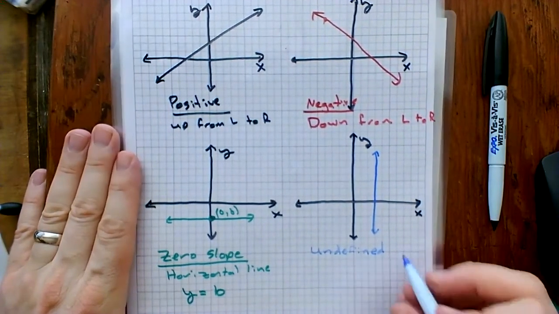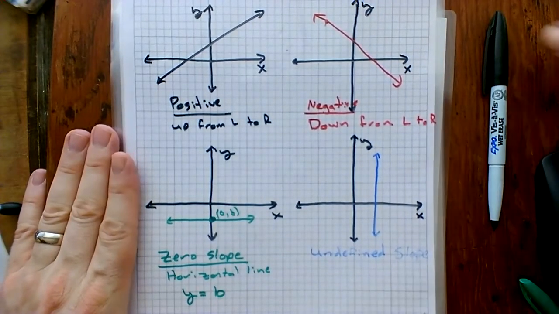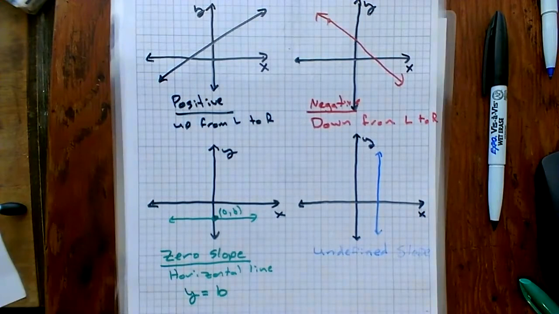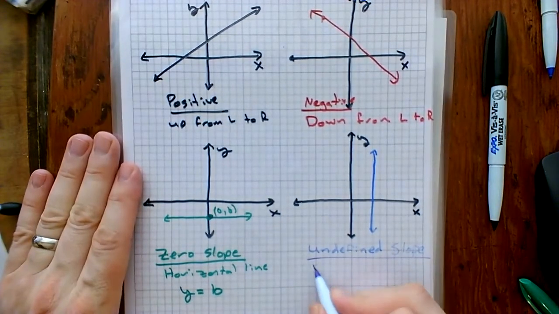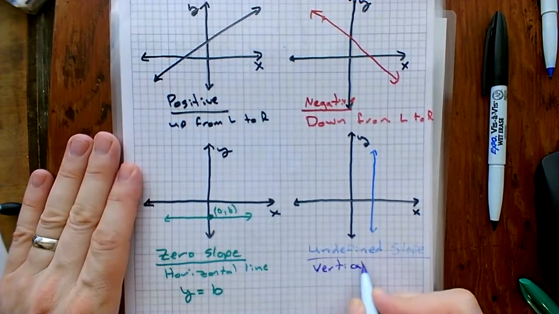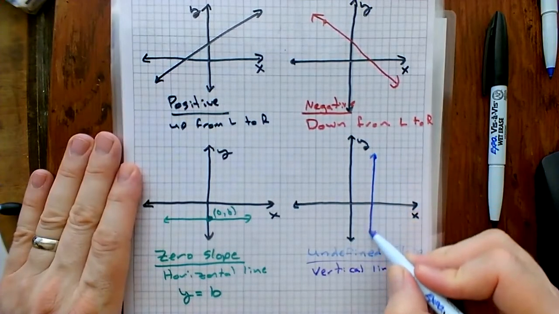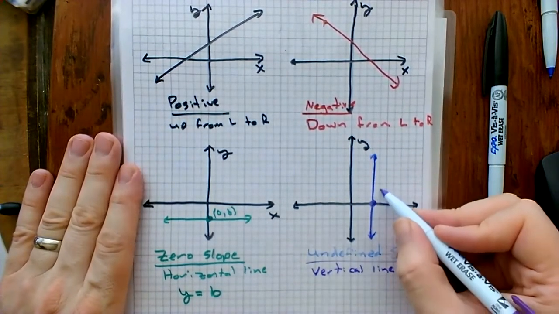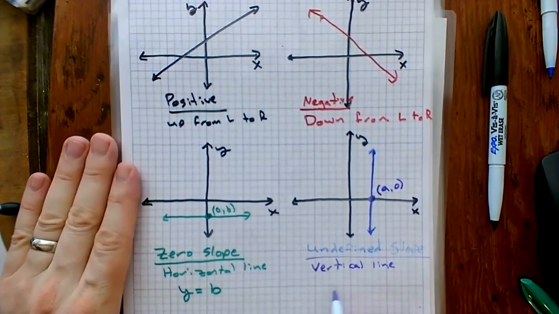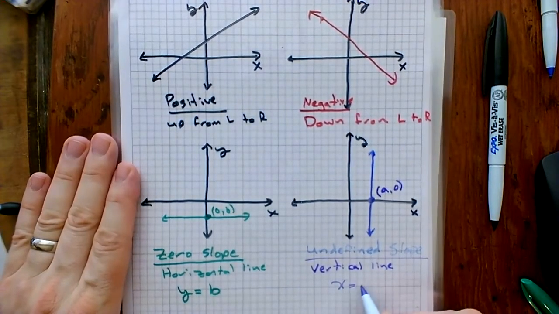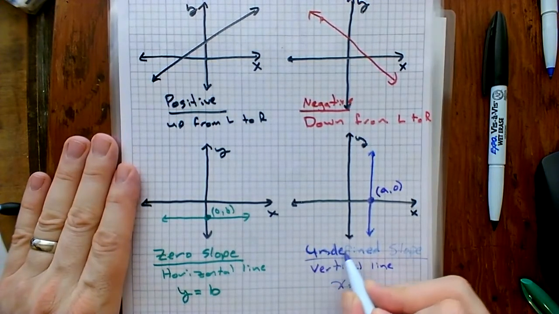slope. And it looks like I need to get a new blue pen. So I have an undefined slope. Yep, I'm going to replace this pen right here. So my slope is undefined. This is a vertical line. And furthermore, I know that I could say, well, this point right here is (a, 0). Every single vertical line would have an equation that looks like x equals a constant. So this is our undefined slope.